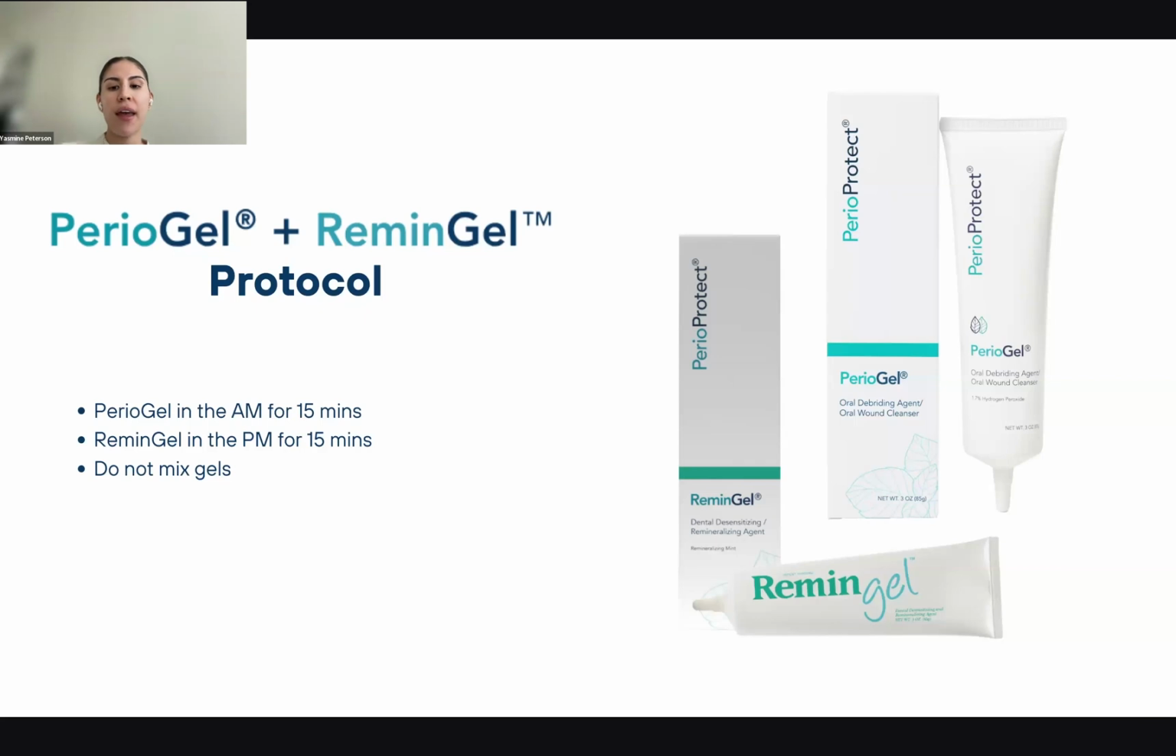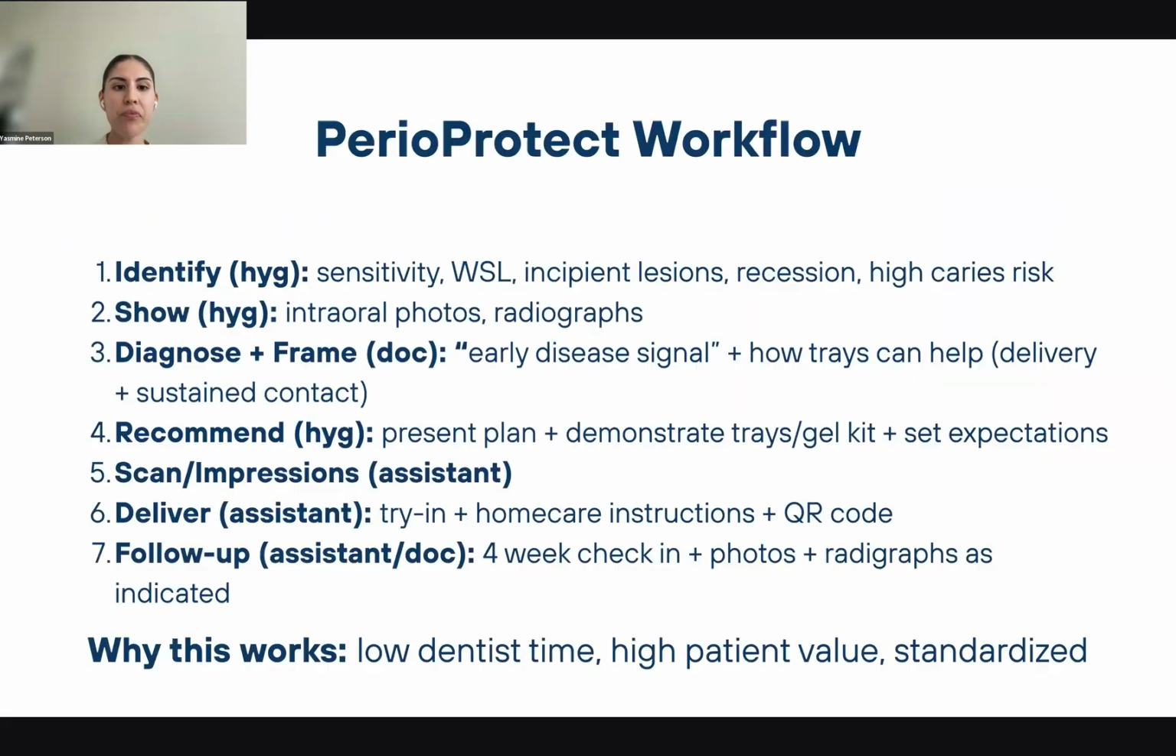And if your patient has sensitivity, white spot lesions, high caries risk, but they also have maybe periodontitis or gingivitis, something going on around the gums, then you'll use Periogel in the morning in the same manner, and then Riemann gel at night. And you never want to mix those 2 gels together because it'll lower the effectiveness of each gel.